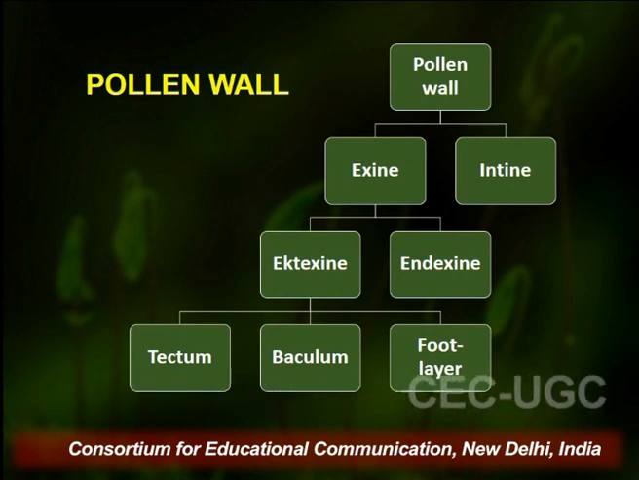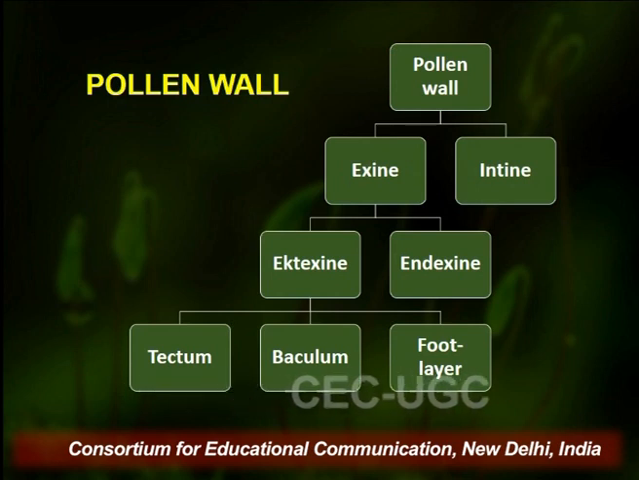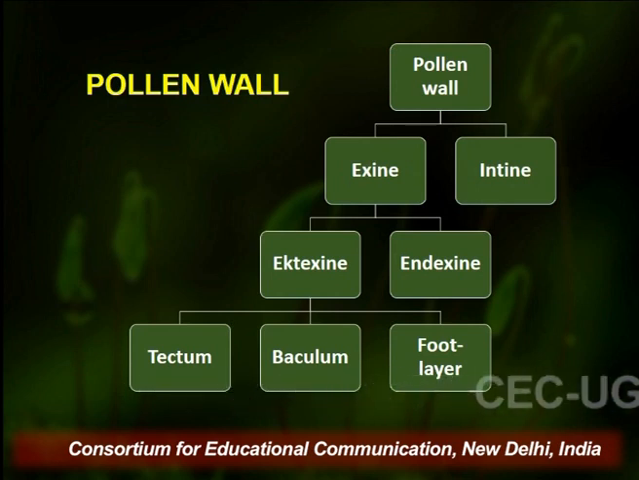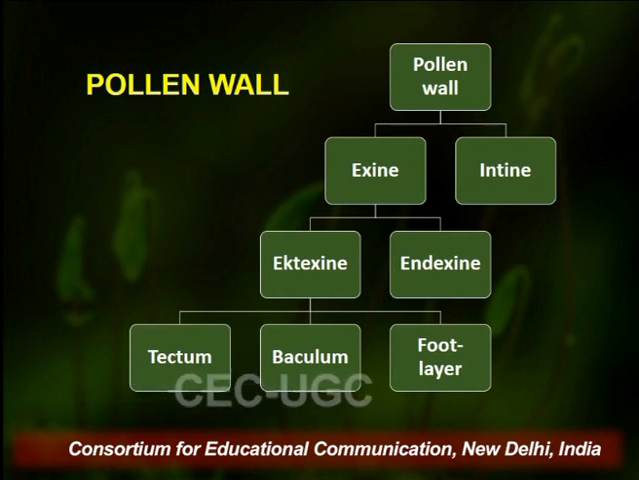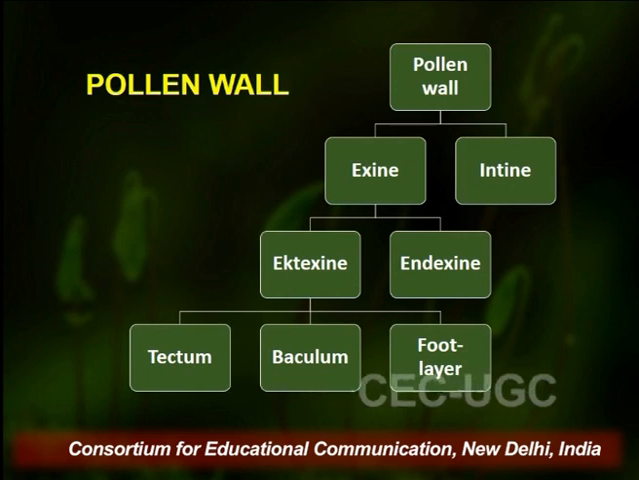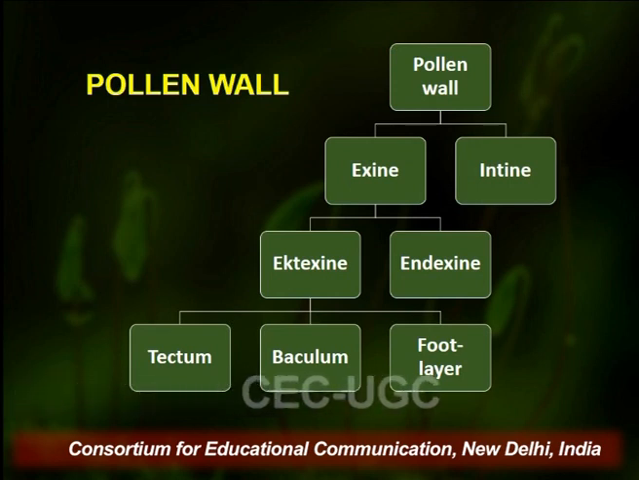Endexine is just outside the intine, or we can say that it is the inner layer of the exine, whereas ectexine is the outer layer of the exine. Now, this ectexine is also divided into three layers, that is tectum, baculum and the foot layer. Foot layer, as the name suggests, is the base of the exine, that is the three-layered ectexine.